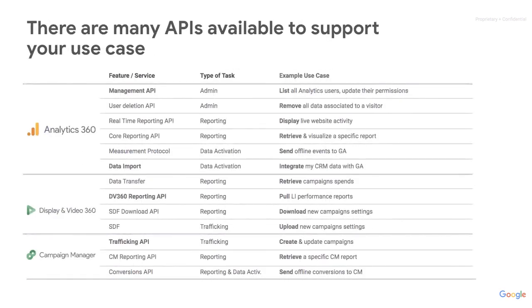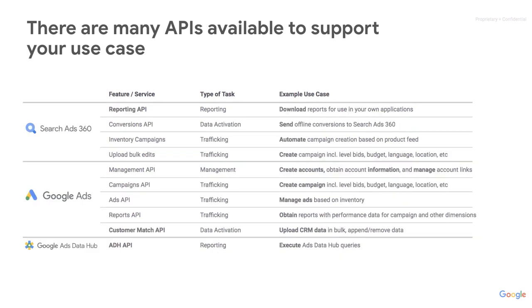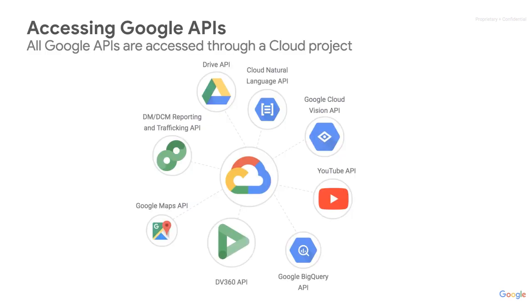Here you have listed a lot of available support for your use cases based on each one of our GMP products: Analytics 360, Display and Video, Campaign Manager, Search Ads, Google Ads, and also ADH. But how to access Google APIs is very simple. The Google APIs are accessed through a cloud project with a single Google sign-in, so you can easily get into these APIs with just one Google sign-in. So easy as it is.